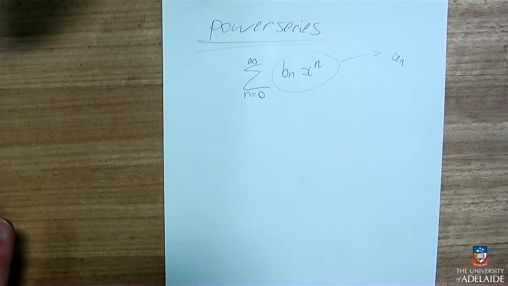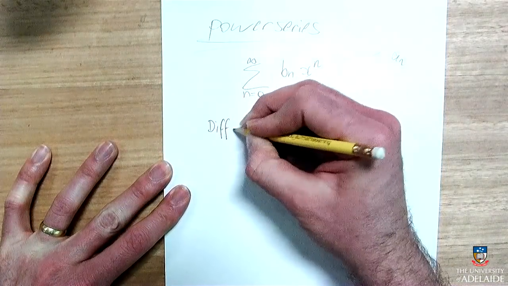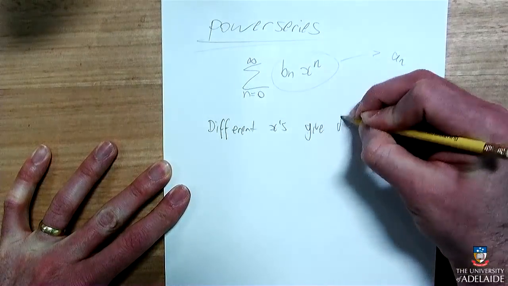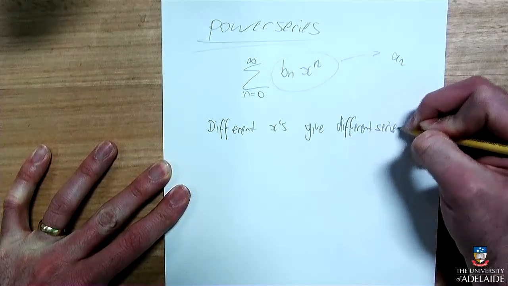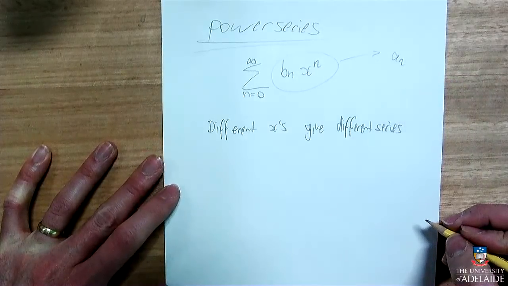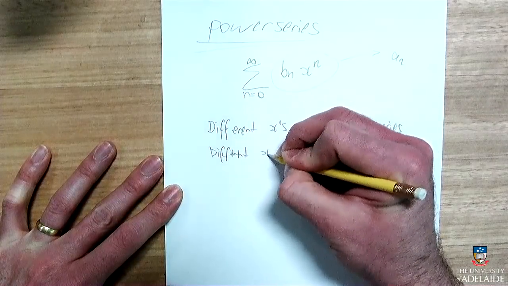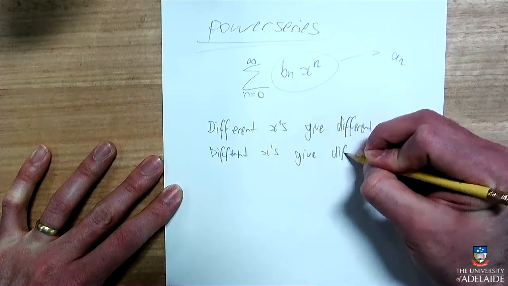So that's what a power series is. And the point is, different x's give different series, and different x's give different answers to whether it converges.